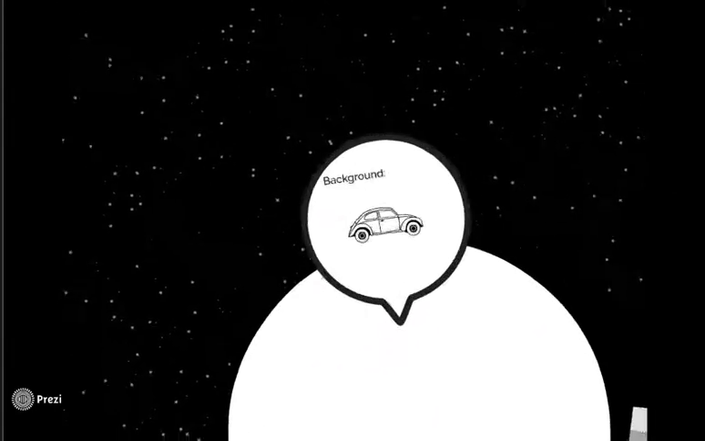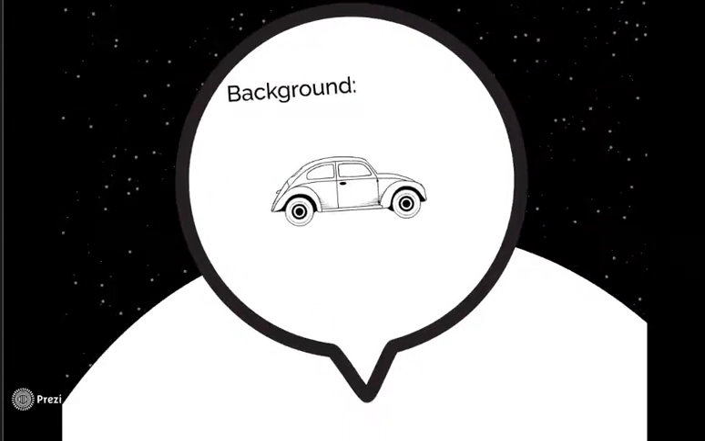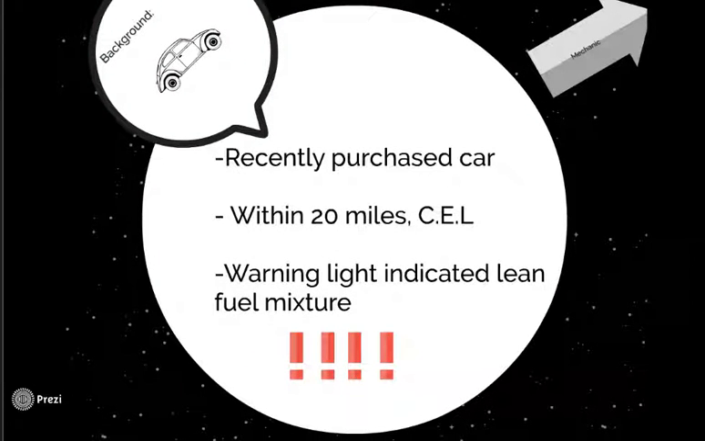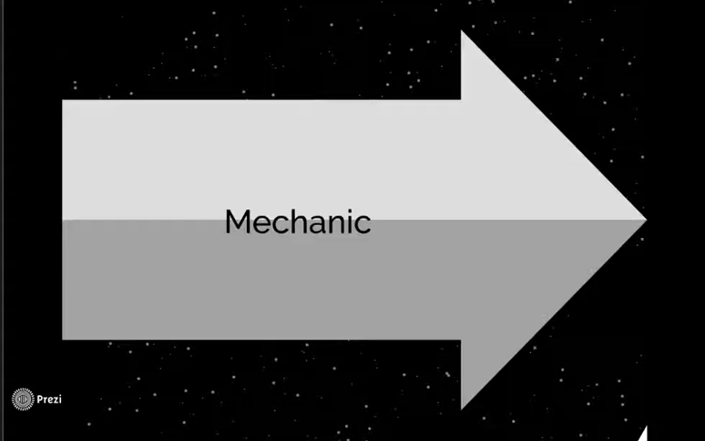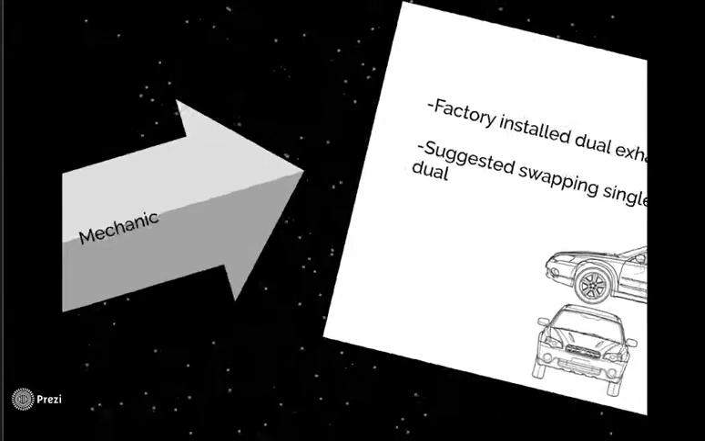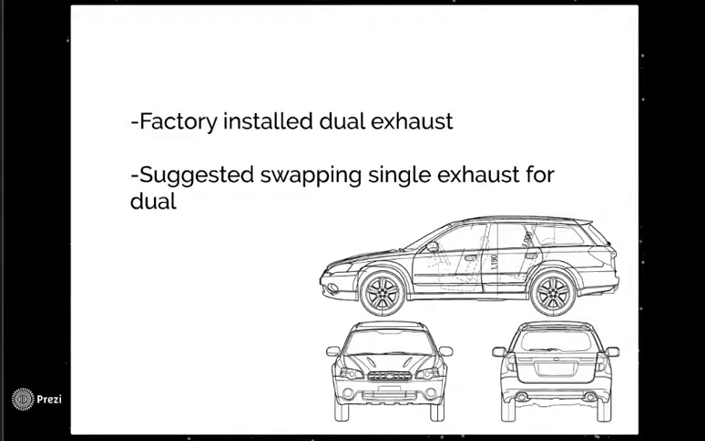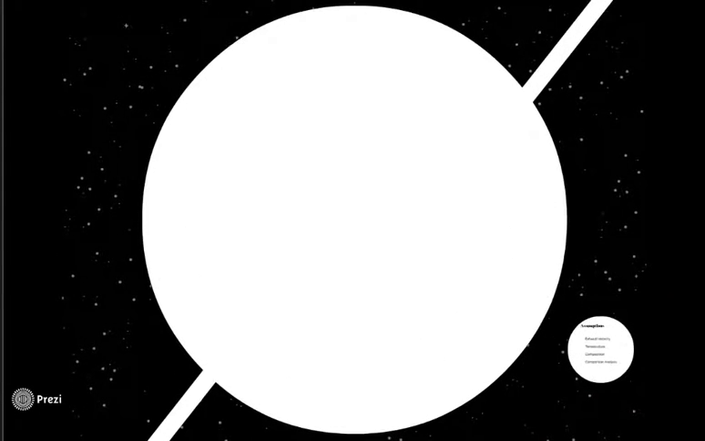The reason I did this is I recently bought a car, and within 20 miles of getting down the road, I actually had a few problems. I had a check engine light come on that indicated I had a lean fuel mixture. At the time, I didn't have a ton of time to deal with it, so I took it to a mechanic and asked the professionals to sort it out. What the guy at the shop came up with was that what I had was a single exhaust installed on a car that came from the factory with a dual exhaust. He suggested swapping that back out to original state to see if that would fix the problem. I wasn't really sure that was going to fix the problem, but in the end it actually did.